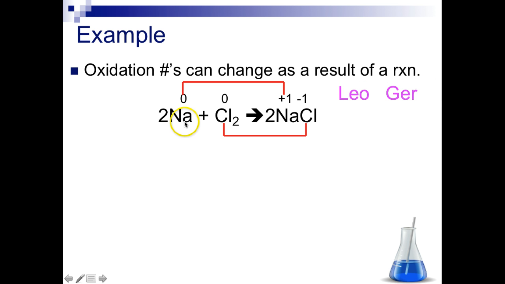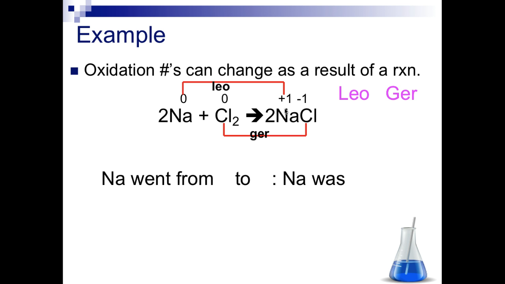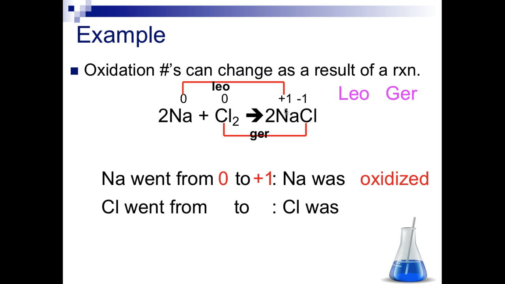So who lost electrons? Na went from 0 to +1, so Na lost electrons. Chlorine went from 0 to -1, so chlorine gained electrons, so that's where your oxidation and your reduction is happening. So Na went from 0 to +1, so Na was oxidized, it lost electrons. And then chlorine went from 0 to -1, so it was reduced because it gained those electrons.